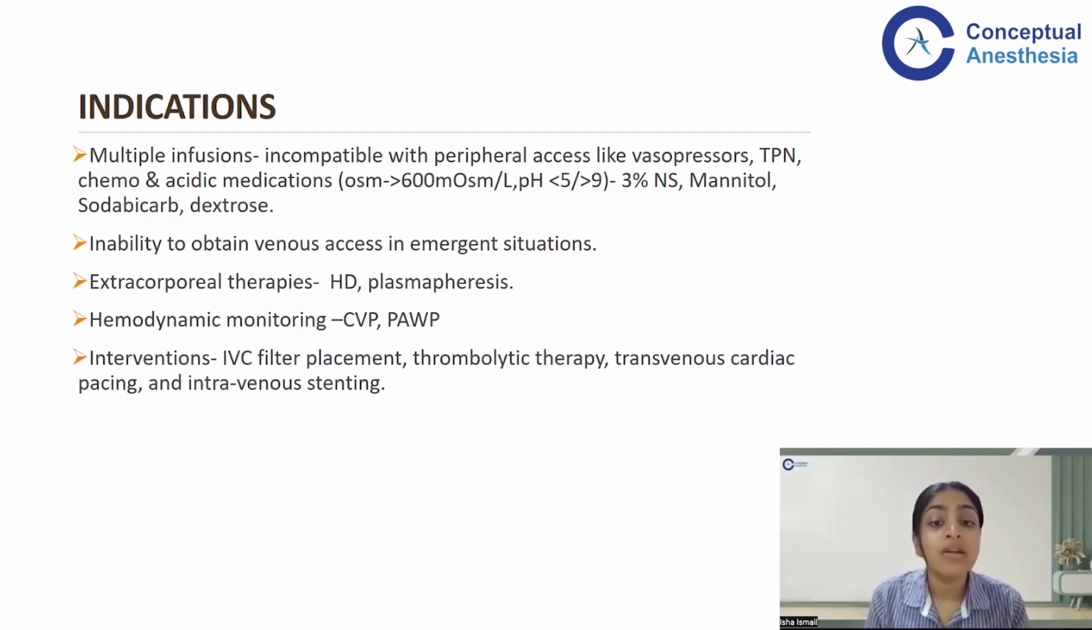will need central venous access. Also, in emergency situations, when you're not able to get venous access, the patient is dehydrated, the patient is pediatric, or a burns patient, you will require venous access immediately, and a central venous access could be helpful in such situations. Also for administration of extracorporeal therapies, that is hemodialysis as well as plasmapheresis. For hemodynamic monitoring of static parameters like central venous pressure as well as pulmonary artery wedge pressure, and also for interventions like IVC filter placement, thrombolytic therapy, and cardiac pacing, which is temporary initially. All of these will require a central venous catheter.